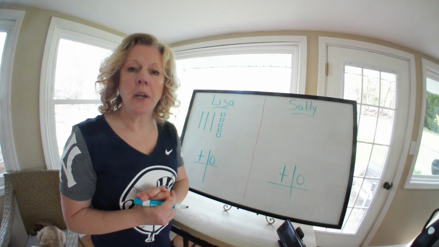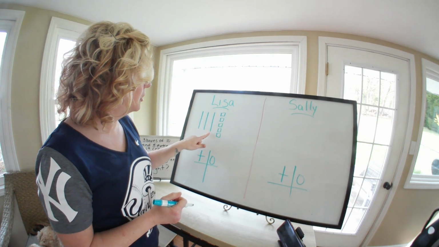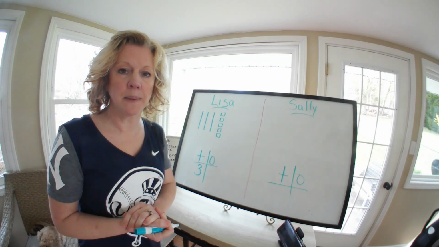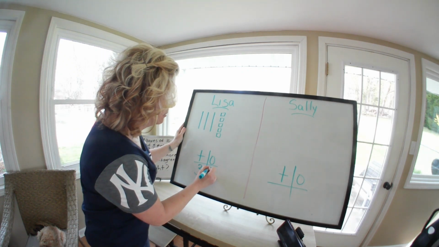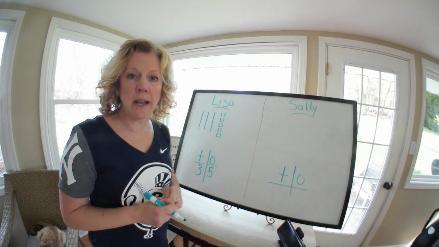Okay? So if we look at our tens and our ones, I have 1, 2, 3 tens. Put your 3 down in your tens and ones frame. And we have 1, 2, 3, 4, 5 ones. So if I put 3 tens and 5 ones, I think she has 35 crayons.